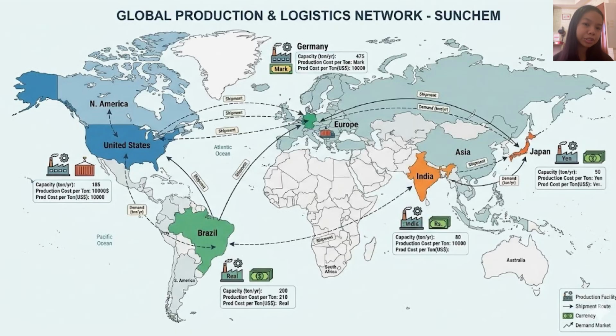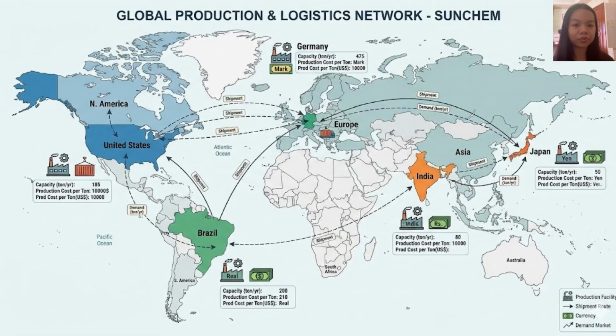Our mission is to manage a network involving five production sources: the US, Germany, Japan, Brazil, and India. These plants must serve five major regional demands across North America, South America, Europe, Japan, and of course, Asia. This is a multi-dimensional puzzle.